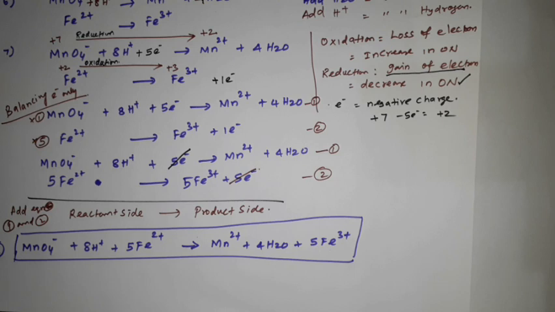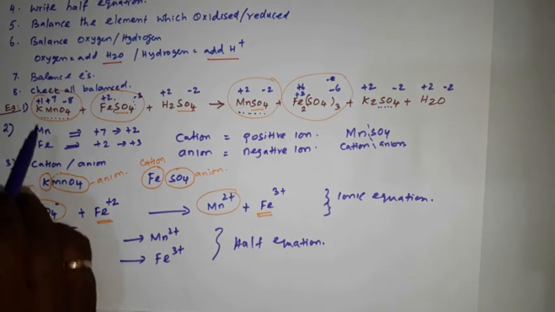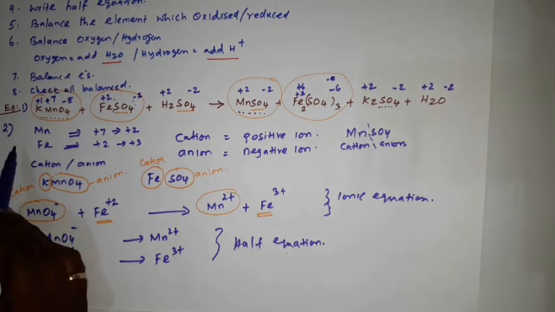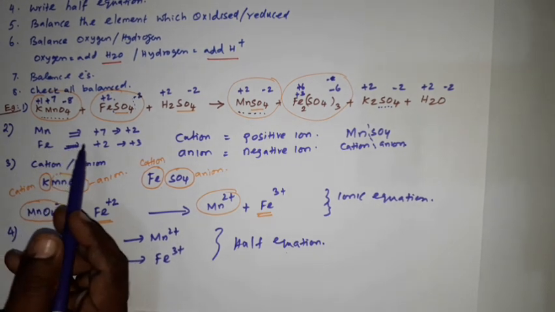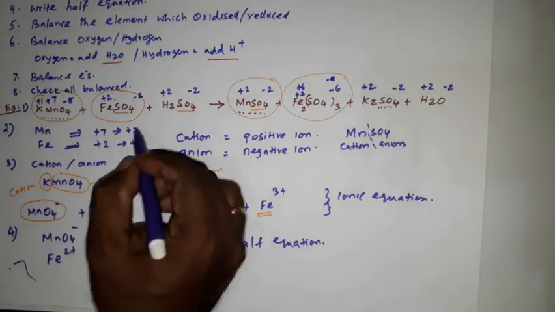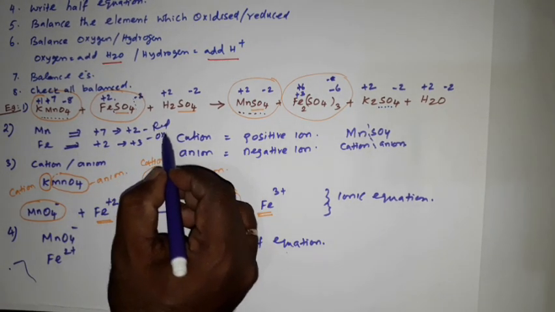Clear? So once again I will repeat this example. Listen carefully. In this example, first step, assign oxidation number to all the atoms. Second step, identify which is oxidized and reduced. If oxidation number decreased, that is reduction. If oxidation number increased, that is oxidation. Okay.